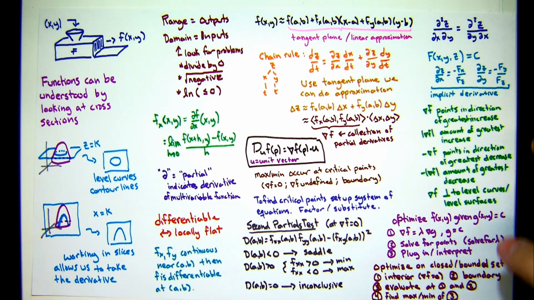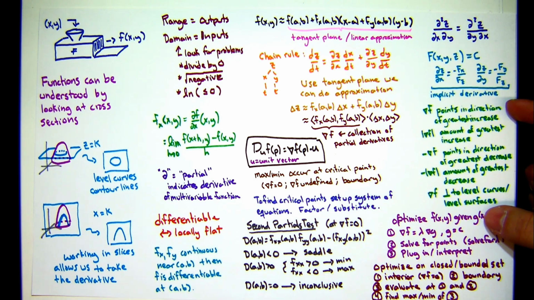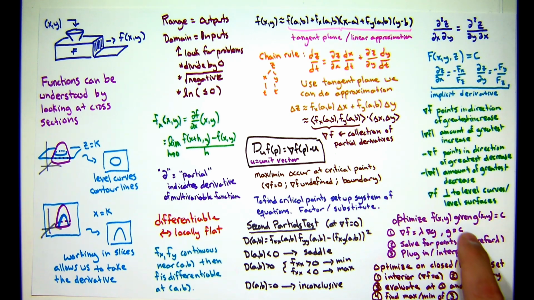And as a consequence, we can say that the gradient points in the direction of greatest increase. The negative of the gradient points in the direction of greatest decrease. The magnitude of the gradient is the amount of greatest increase. Negative the magnitude of the gradient is the amount of greatest decrease. And as a free bonus, we get that the gradient is perpendicular to level curves and level surfaces.